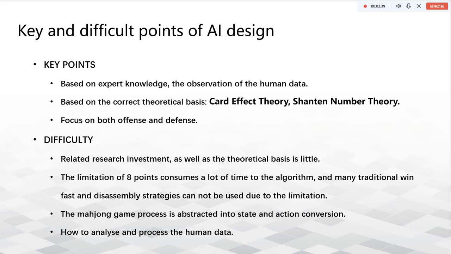Of course, operation in the real world is different from programming. So the Mahjong game process is abstracted into state and action conversion by ourselves. There is a large amount of human data. It is hard work to process and analyze the data, and then discover the tips. Well, let's enter the second part, the offense algorithm.